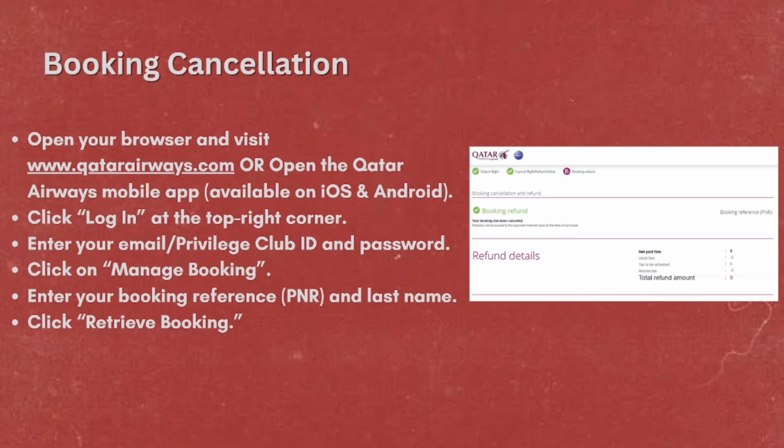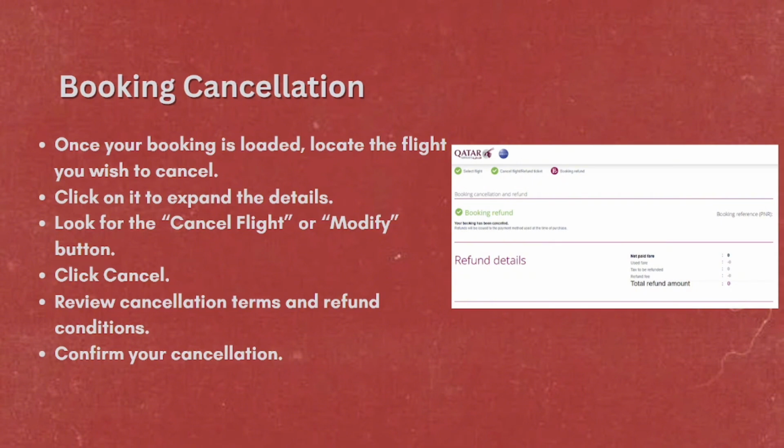So click on retrieve booking, and then once your booking is loaded, you can locate the flight that you wish to cancel. So you just have to click on it to expand the details of the booking. Now look for the cancel flight or modify button. So you will see it in there once you click on the flight and then click on cancel.